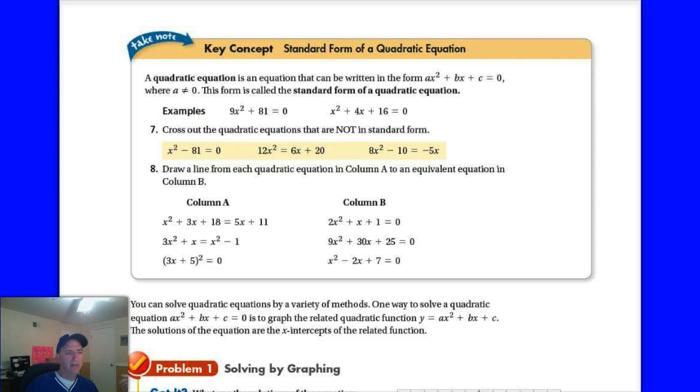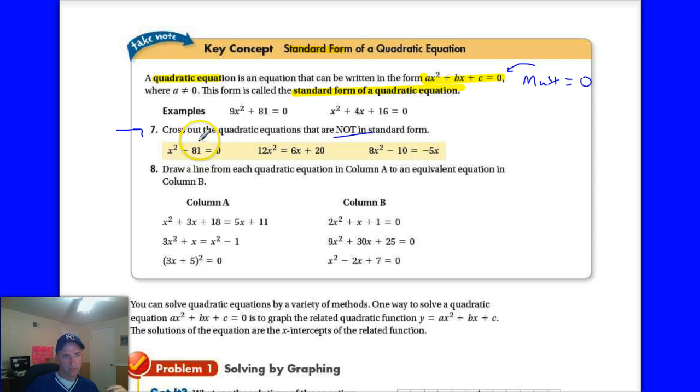Before we can do that, you have to know this, that we've talked about. This should be reviewed, but the quadratic standard form is this: ax squared plus bx plus c equals 0. Let me emphasize that it must equal 0. If it's not equal to 0, you have to use algebra, balance it out, and get that equal to 0. So number 7 says cross out equations that are not in standard form.